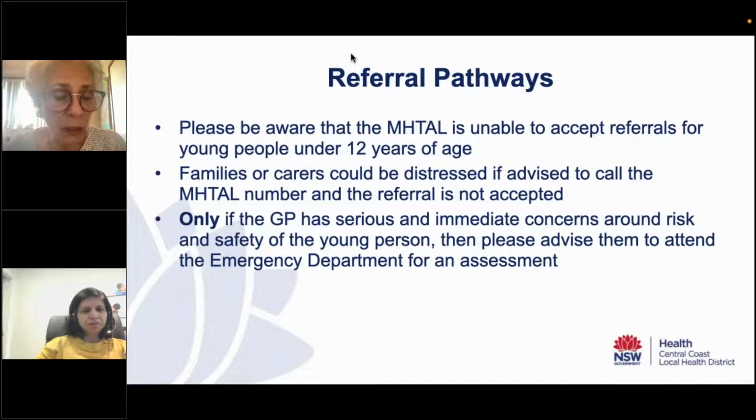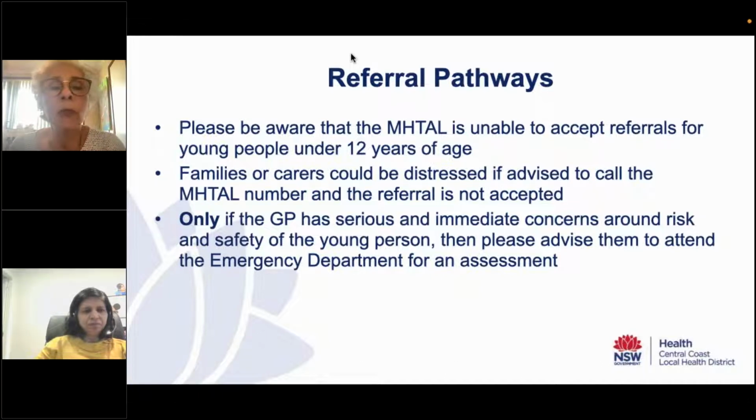Sometimes, and recently we've had 1 or 2 referrals, the family were advised by the GP to call the mental health triage access line, which is the 1-800 number, and refer the young person. At this point in time, the mental health triage line is unable to accept any referrals for under 12s. So technically the referral has to come to us through the GP. Please contact me, please liaise with me, and we can always discuss if the referral is suitable for us or if it should be directed to a pediatrician.